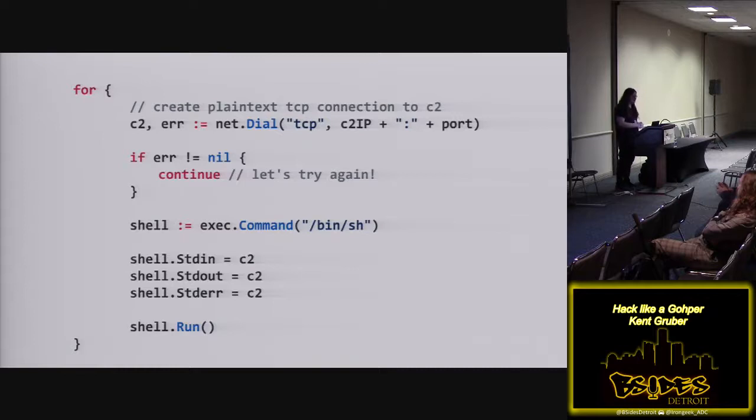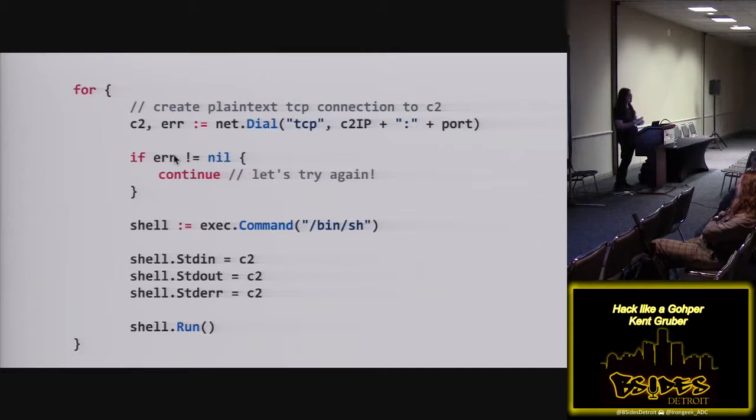And then I'm going to dial out using that net package, which is just going to make a connection. I'm going to do a TCP connection specifically, and you can see that I concatenate the C2 IP with a colon and then the port. I concatenate those strings together because that's the string that the Go function is looking for in this case. And then I check if there's an error.